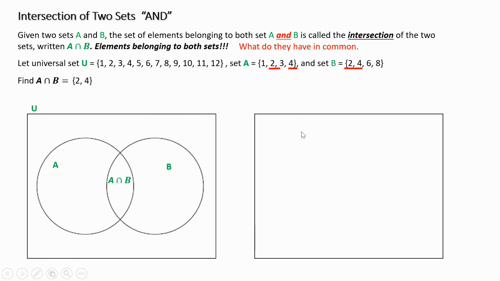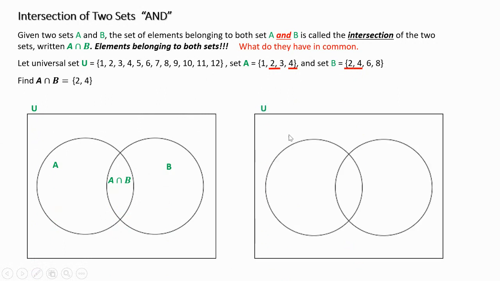Now, let's do this very same problem, but with a Venn diagram. That's U. Okay, so first, we're going to start here with the intersection. So the 2 and the 4 go in here, right, in the intersection. Now, we go to set A. Set A was 1, 2, 3, 4, right? So the 1 is missing, and the 3 is missing, so they have to be here. This means that 1, 2, 3, 4 are in A, right? This is A here. And this is going to be set B. And this section here is where they both intersect, or where they both have in common.